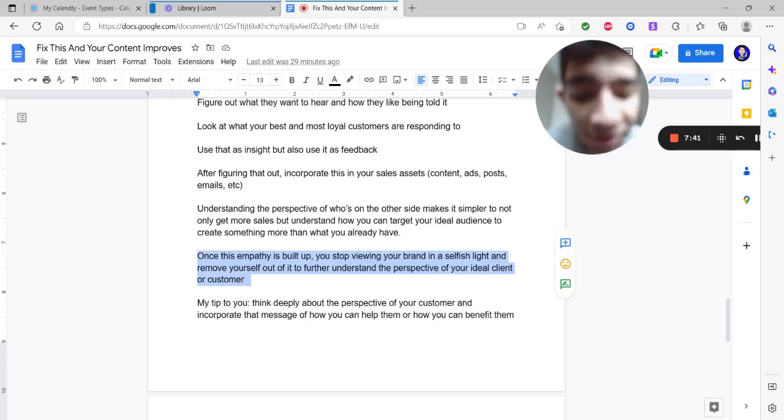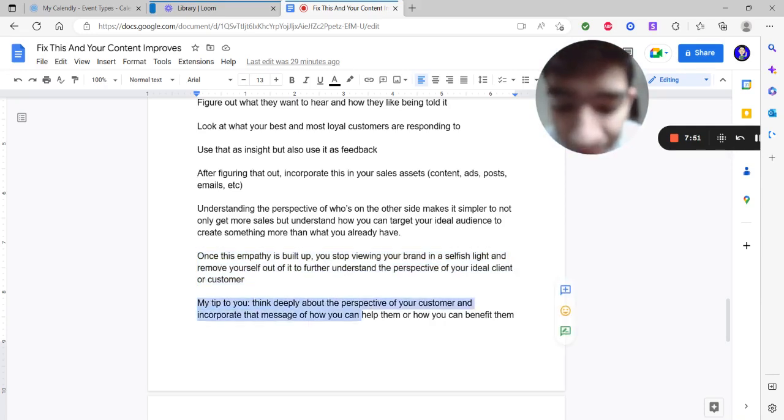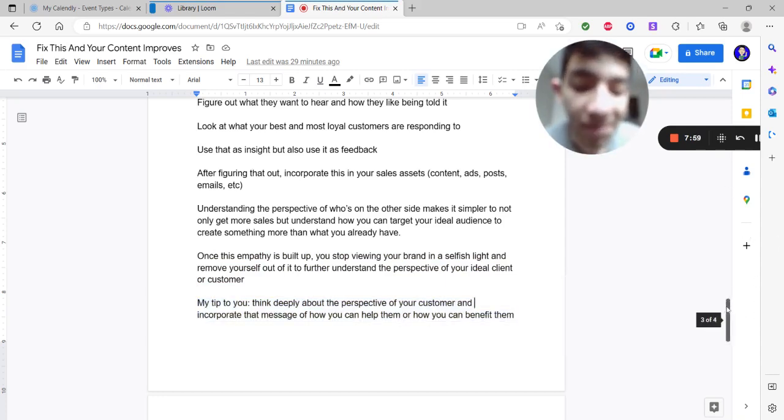So you want to understand the perspective of your ideal client or customer. I don't know how many times I've said that. Sorry, but I'm going to repeat saying that until it's drilled in your head. So my tip to you: think deeply about the perspective of your customer and incorporate that message as to how you can help them and how you can benefit them. And the rewards will be immense.